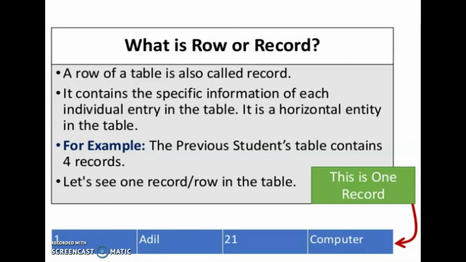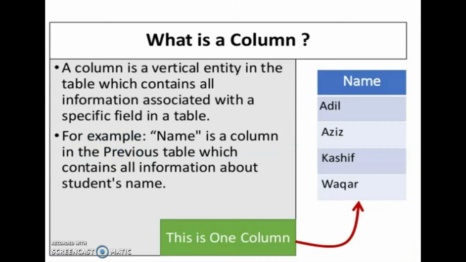Then see children, what is this row record? A row of a table is also called a record. It contains specific information of each individual entry in the table. It is a horizontal entity in the table. For example, the previous student's table contains 4 records, 4 rows. Let's see one record or row in the table, 1 Adil 21 computer. This is one record or row. Okay, clear?